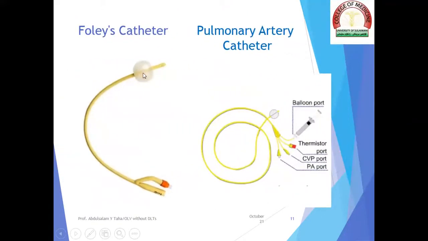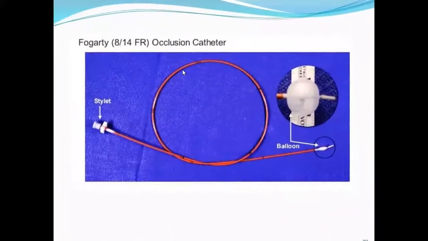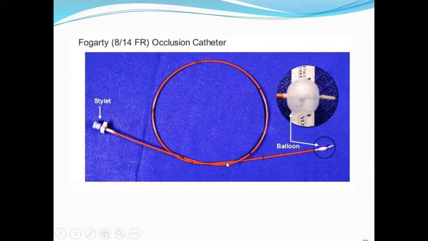So, Foley's catheter, as well as a pulmonary artery catheter, can be used as devices to achieve bronchial blockade, as well as the Fogarty occlusion catheter, which is a vascular tool, can be used also as a method of bronchial blockade.